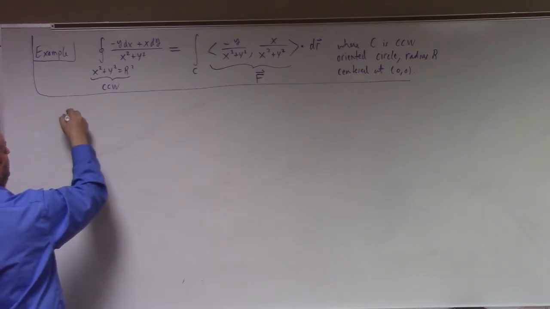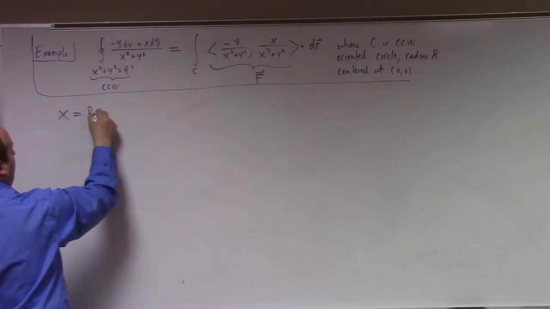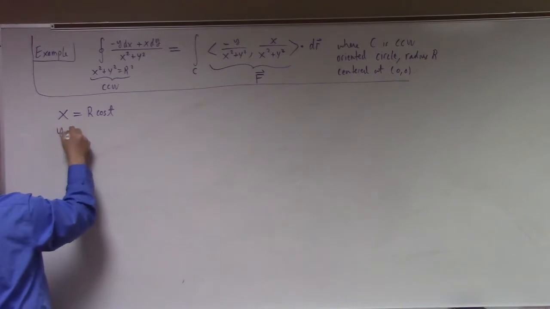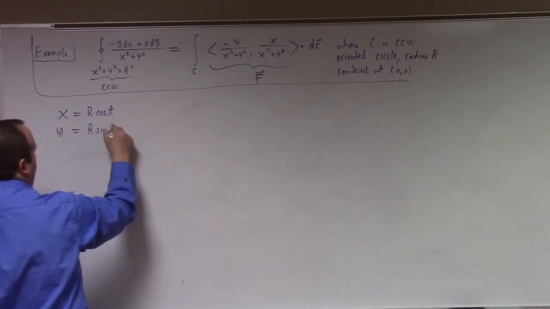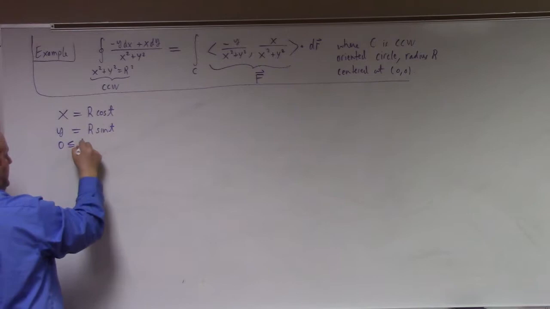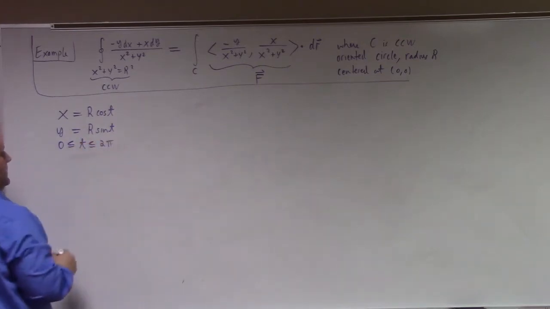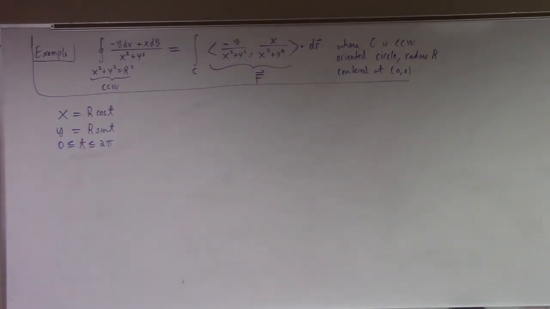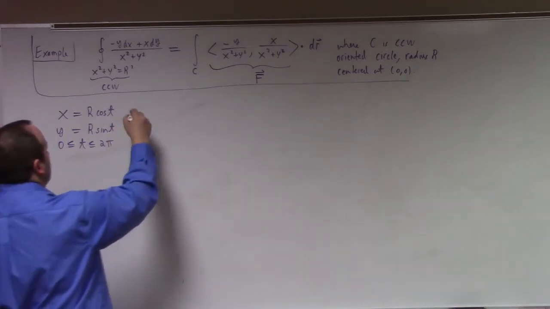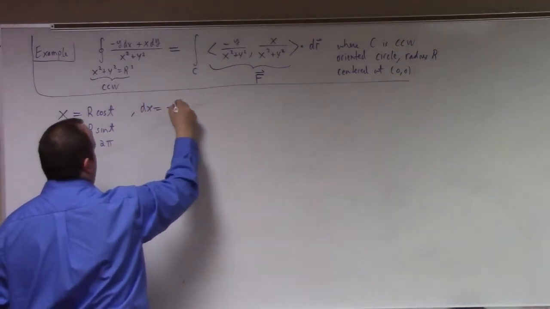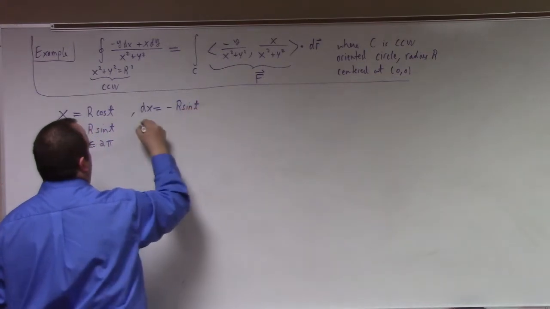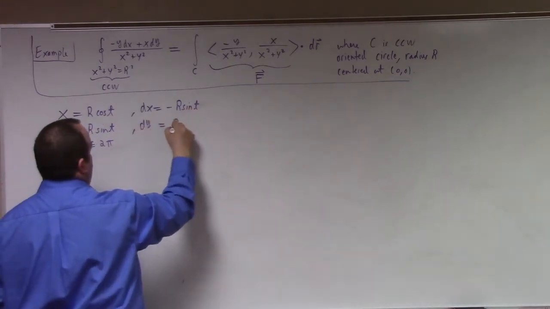So parameterize C, how do we do it? X equals r cosine t, y equals r sine t, 0 less than or equal to t less than or equal to 2 pi. I mean, if you wanted to use theta instead of t, I wouldn't balk. That is what t is. T is the standard angle here. That's its geometric meaning. You wouldn't be wrong. But I'm using t. So dx is minus r sine t, and dy is r cosine t.